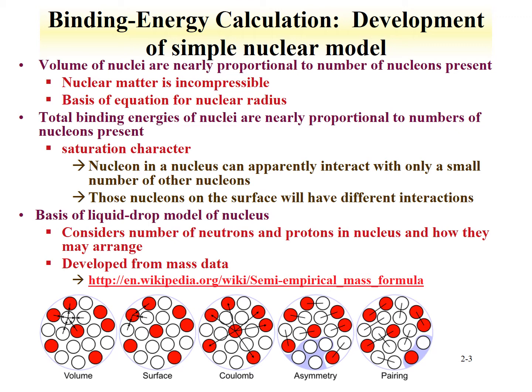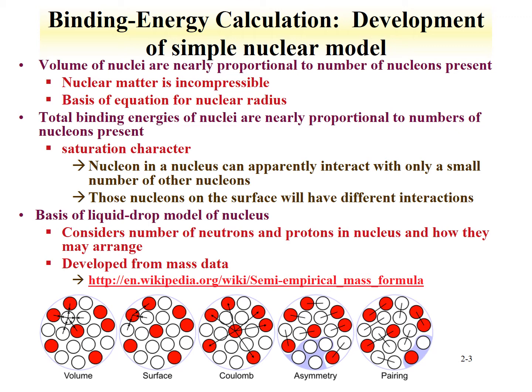The volume of nuclei is basically based on the number of nucleons present. You can't compress nuclear matter, so the size is fundamentally based on the number of nucleons. This is the basis of the equation of the nuclear radius. Radius is just proportional to the number of nucleons. And something being incompressible sounds like water.